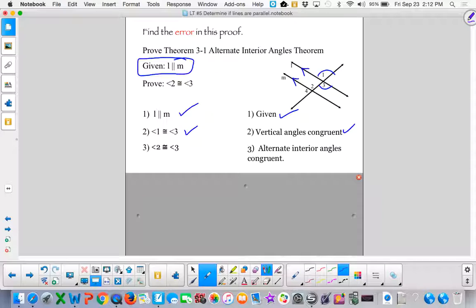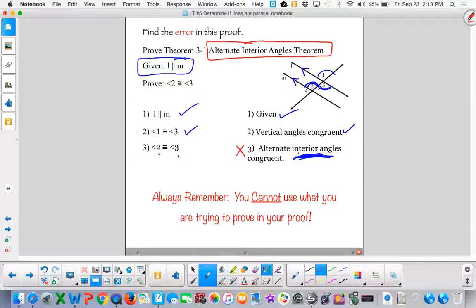They are vertical. Now, can I connect 2 and 3 and say 2 and 3 are congruent? 2 and 3 are congruent because they are alternate interior angles. Can I say that? The reason you cannot say that is because that is what you're trying to prove. So, you cannot use what you are trying to prove in your proof. Always remember that. So that's why that is illegal. You cannot say that. That's what you're trying to prove.